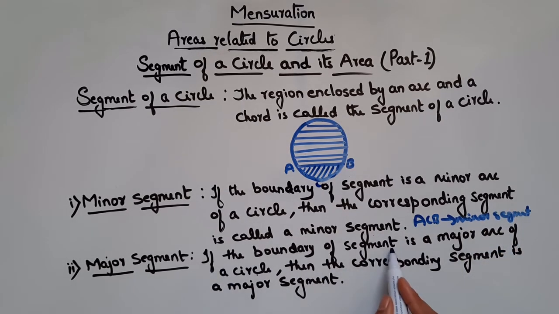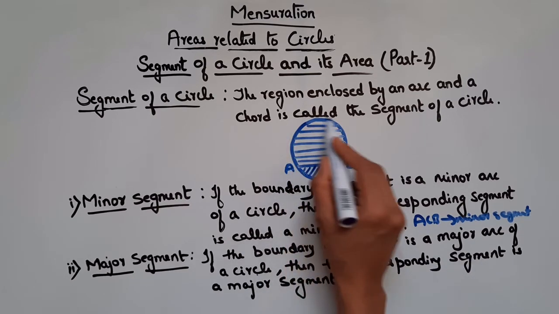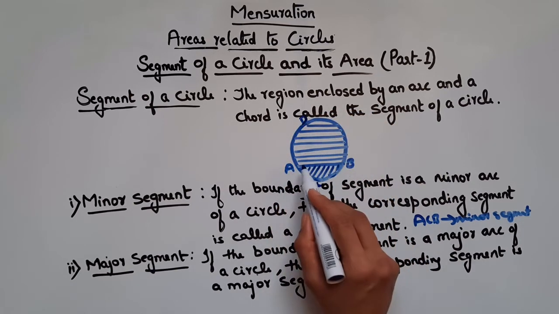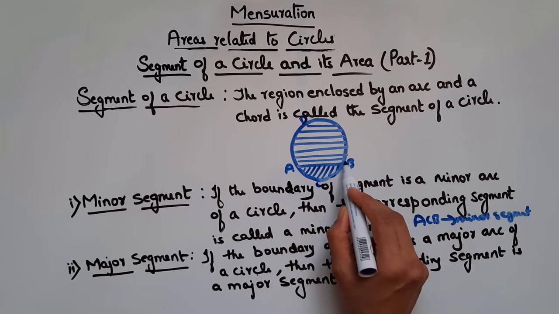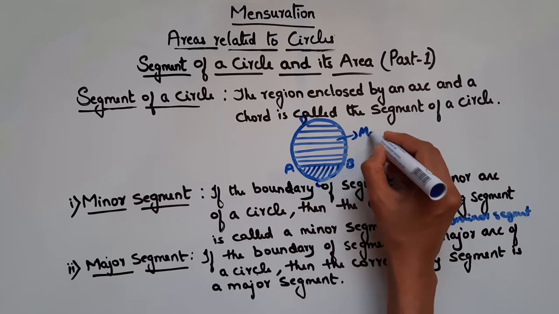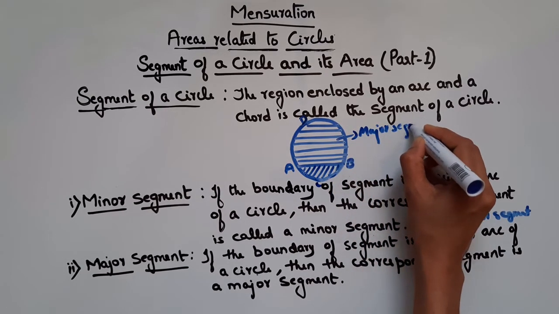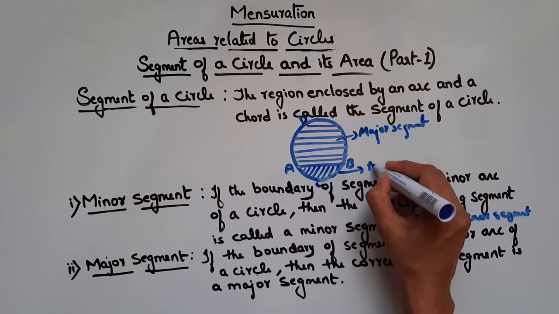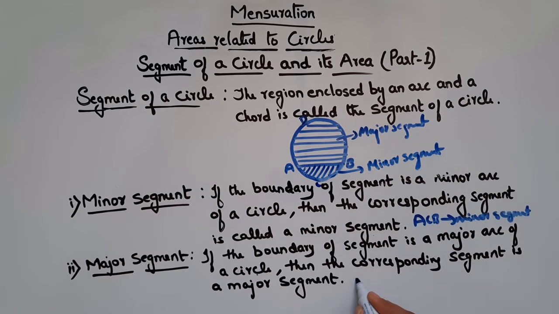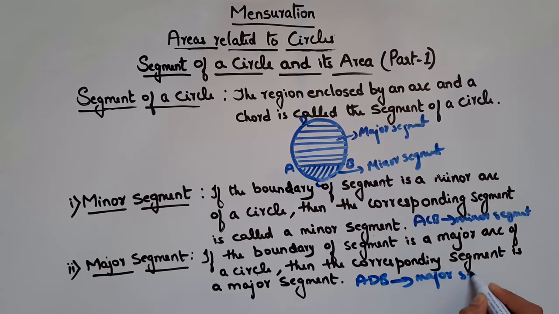If the boundary of the segment is a major arc of a circle, then the corresponding segment is a major segment. If you see in this segment, that is ADB, let me take it as D, here the major arc is the boundary of this segment. So the corresponding segment is a major segment. Therefore this is a major segment, and this is a minor segment, right? So ADB is a major segment. I hope this is clear.